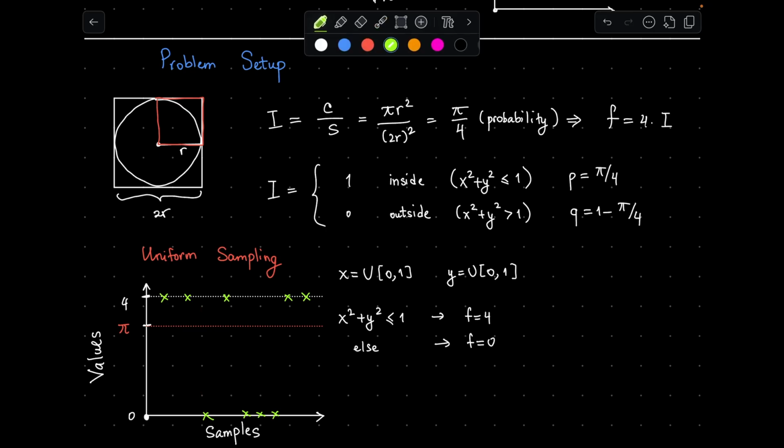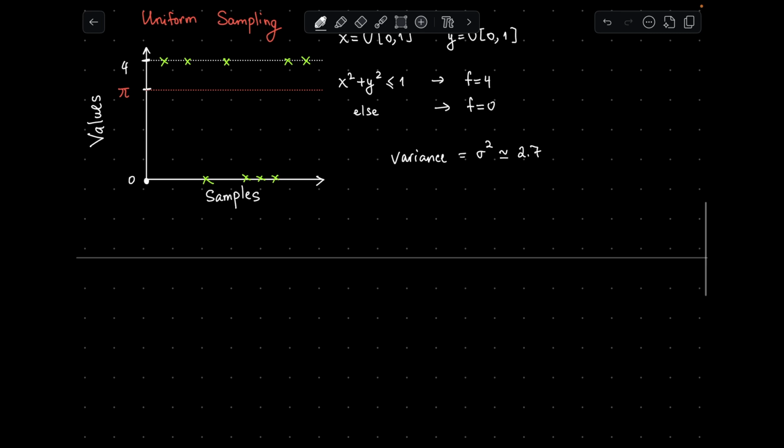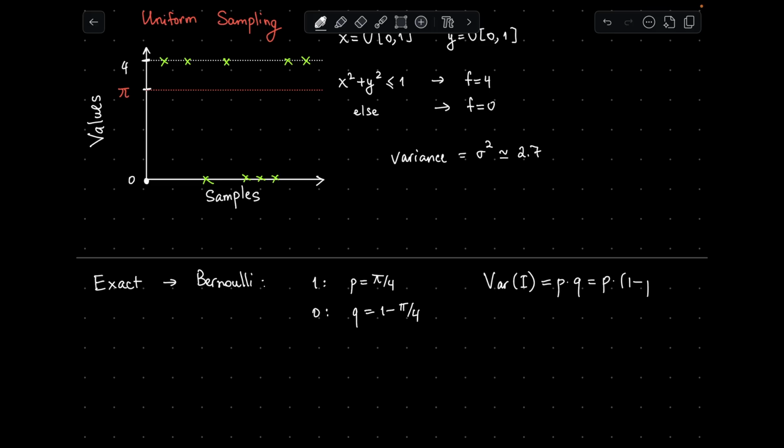In fact, if you do the simulation of this, you will see that the variance, which is sigma squared, is close to 2.7. We can convince ourselves that this is the right value for the variance because in the case of uniform sampling, we know the exact value for it. Note that our indicator variable is a Bernoulli variable, namely it's 1 with probability pi over 4 and 0 with probability 1 minus pi over 4. We also know that the variance of a Bernoulli variable is equal to p times q. So the variance of our estimator f can be obtained exactly as the following.